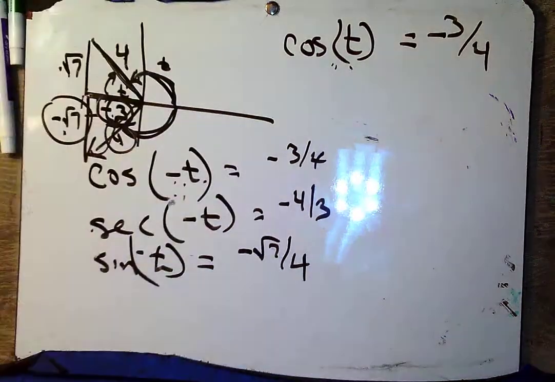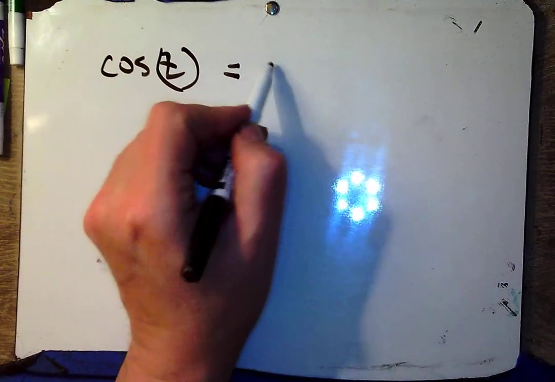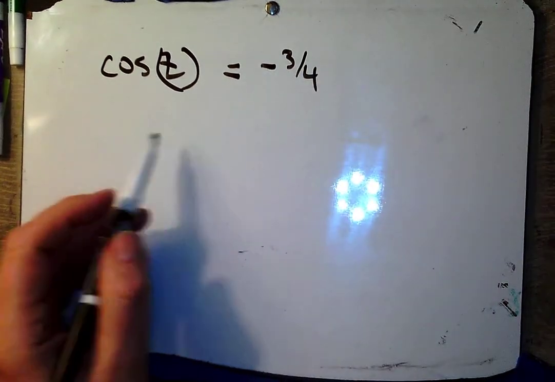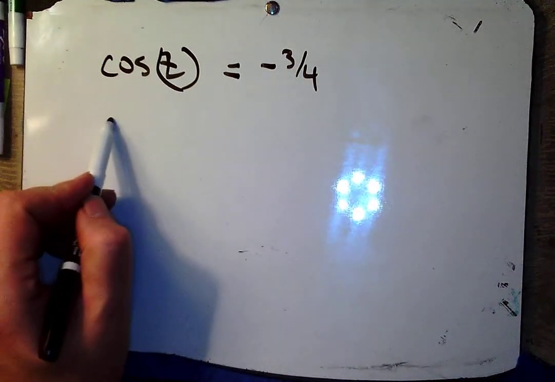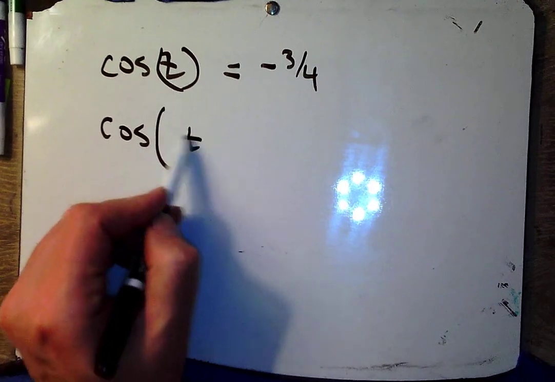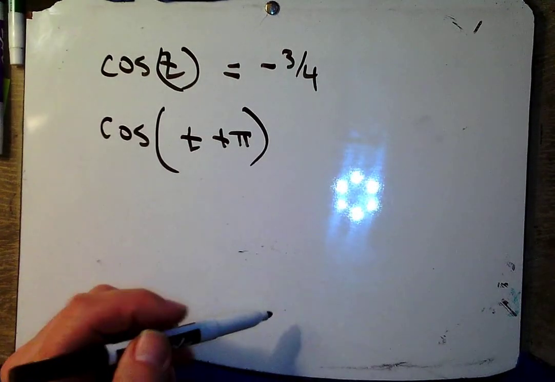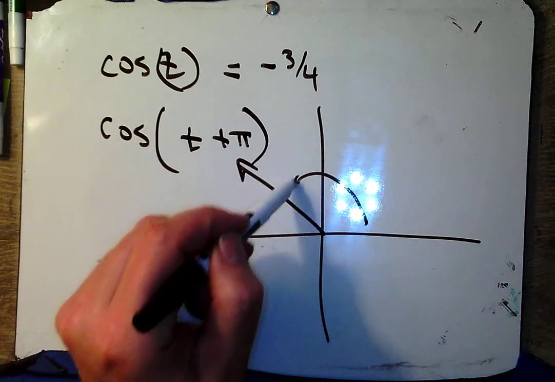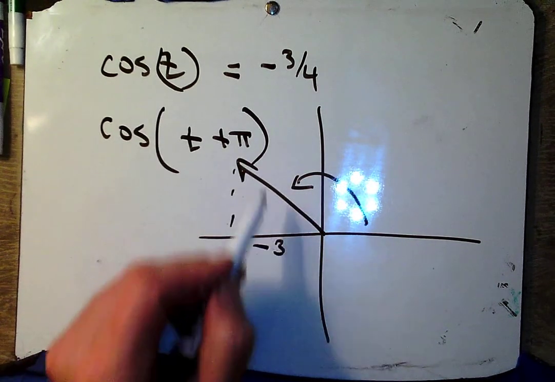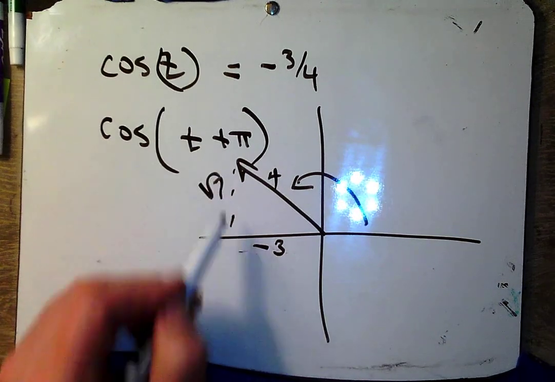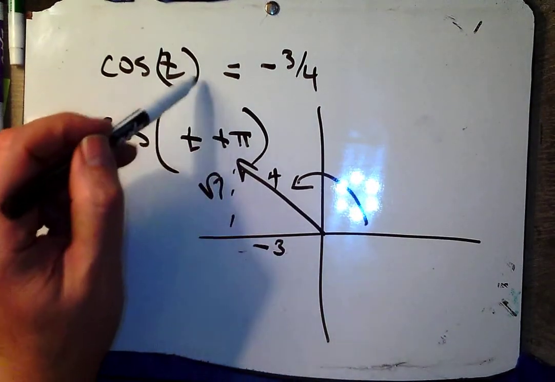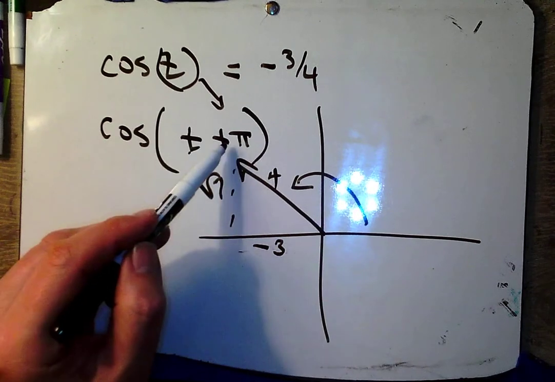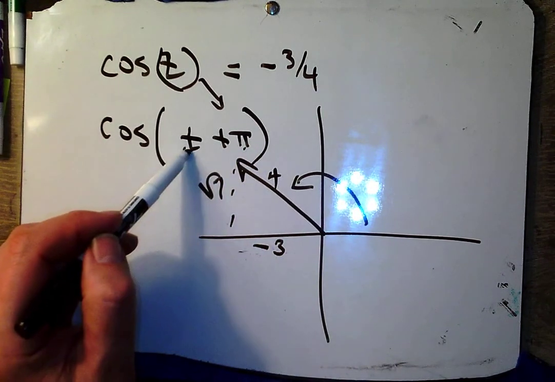Do remember, though, at the end of the last video, we were talking about this case as well. Cosine of t equals negative 3 over 4. And then what about cosine of t plus pi? What did we say about that? Well, so here's our t with its negative 3 4-ness. And then what happens if t is an angle? What happens if we add pi to that angle?